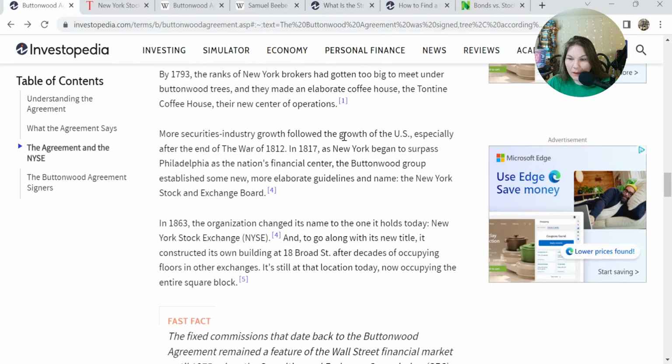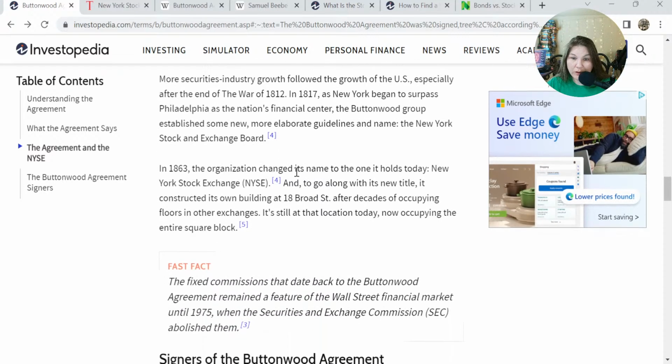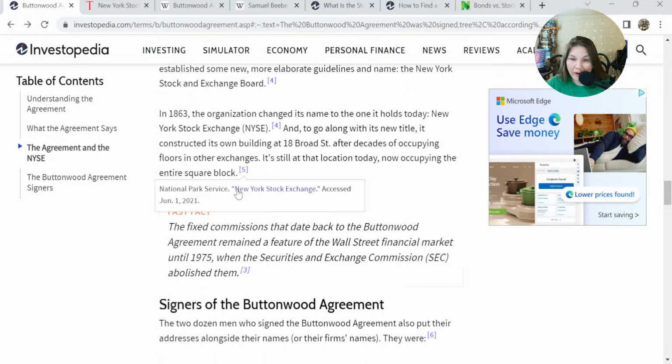So, in 1817, as New York began to surpass Philadelphia as the nation's financial center, the Buttonwood Group established some new, more elaborate guidelines and named it the New York Stock and Exchange Board. So by the 1800s, now they have the New York Stock and Exchange Board. In 1863, the organization changed its name to the one it holds today, New York Stock Exchange.